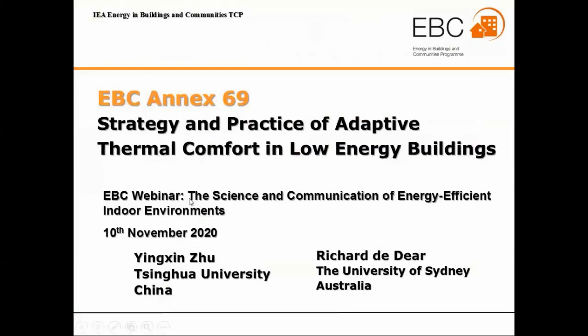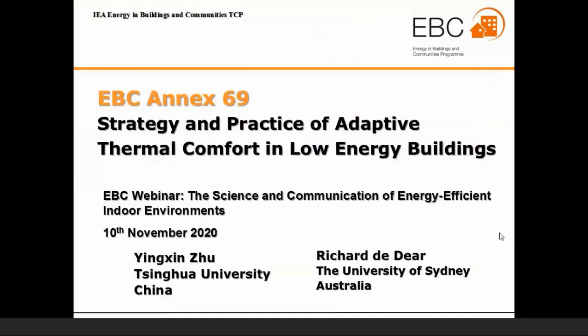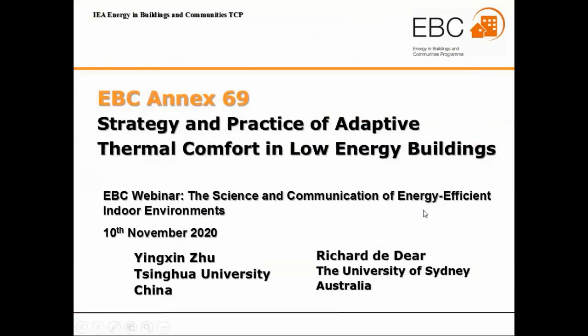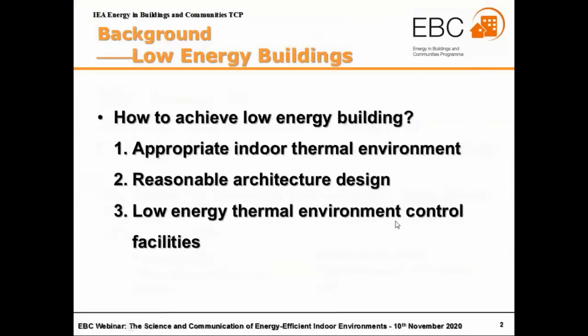Annex 69, the name of Annex 69 is a strategy and practice of adaptive thermal comfort in low energy buildings. And the background is how to achieve low energy buildings. The three most important key points are: one is an appropriate indoor thermal environment, the second is a reasonable architecture design, and the third one is low energy thermal environment control facilities.